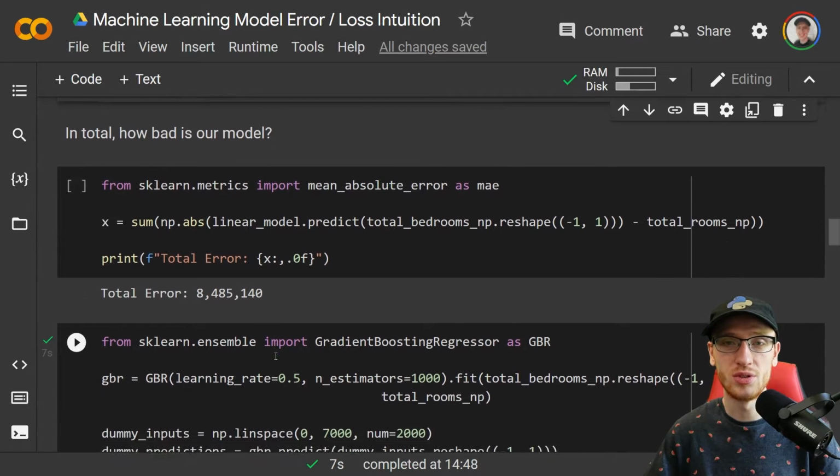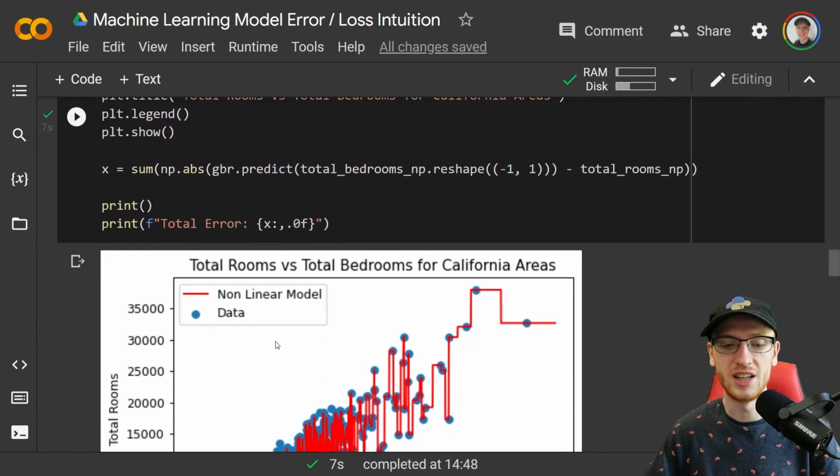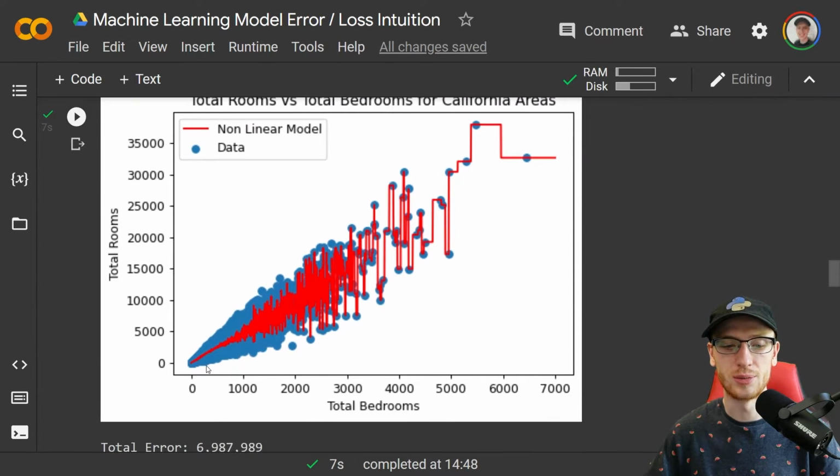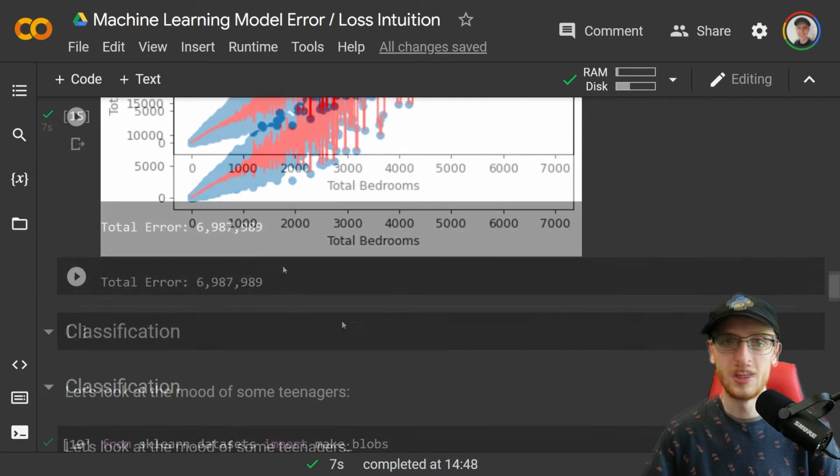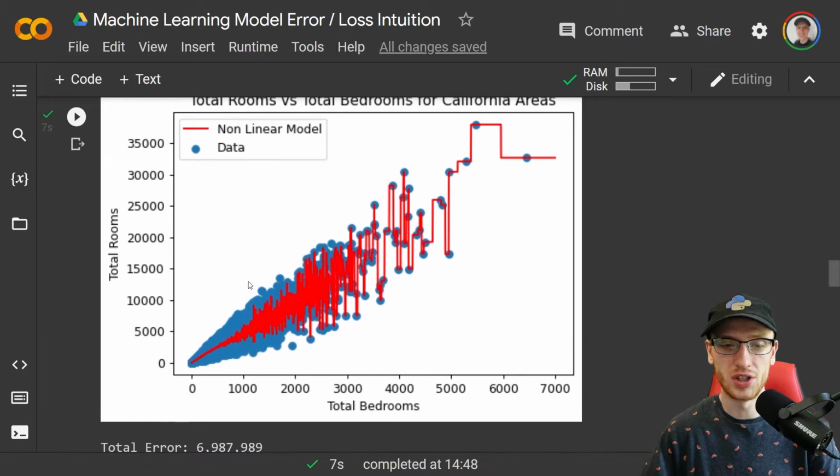And if we were to create a different model, say a nonlinear model, that approximates it a lot closer than the linear model, in fact, many times this model actually goes straight through all of the points, having zero error. In those cases, well, that model would have a less error of 6,987,989.